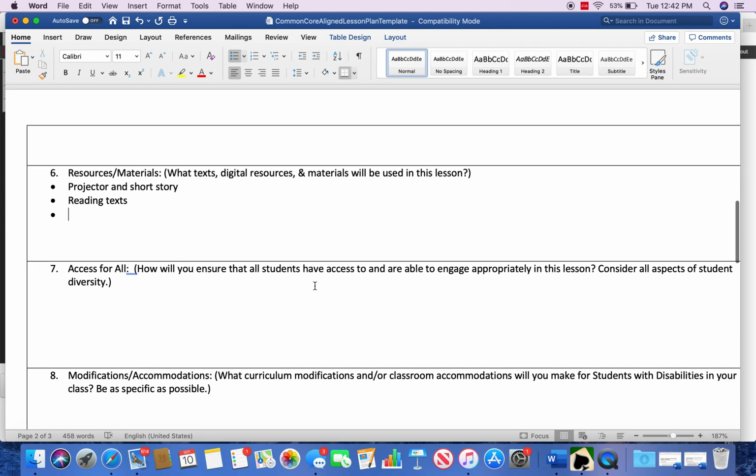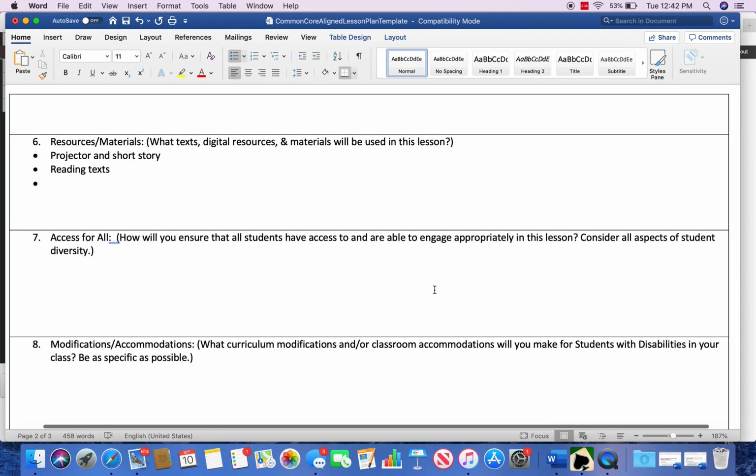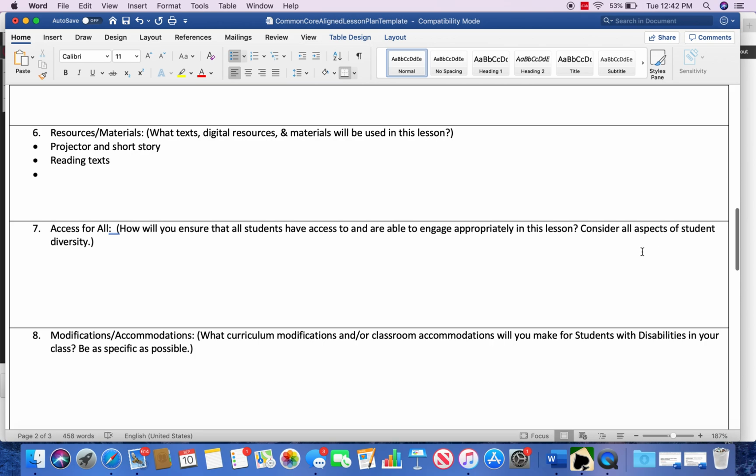Access for all. How are you going to ensure that all the students have access to and are able to engage appropriately in this lesson? You must consider all aspects of students' diversity. So for those, you're going to provide all the materials in the classroom, the reading textbooks, whatever. You make that statement that you will provide all the materials for the students.